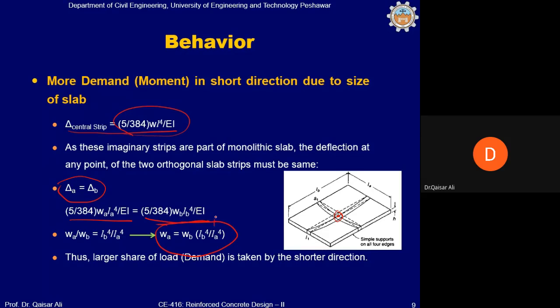And if LB by LA is equal to 2, so 2 power 4, WA will be equal to WB multiplied by 16, which means that the load transfer along the shorter direction will be 16 times the load transfer along the longer direction.